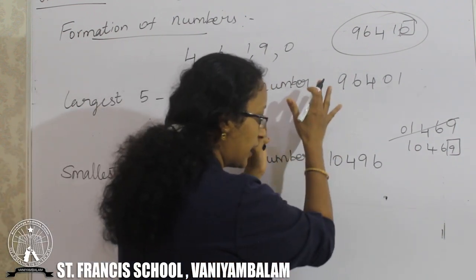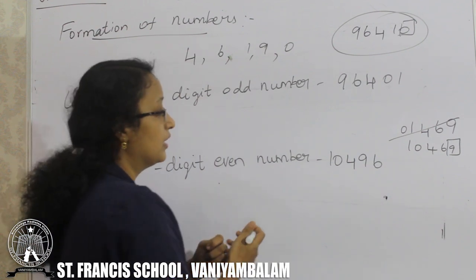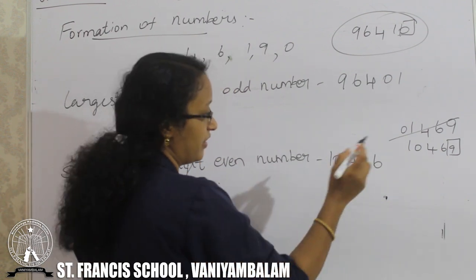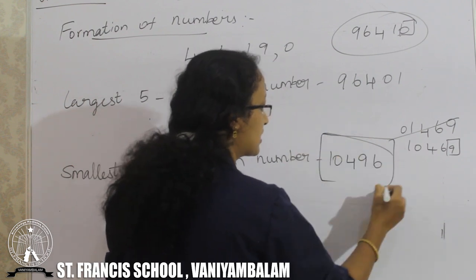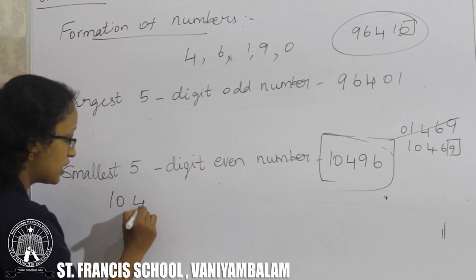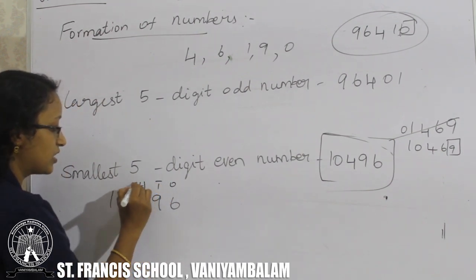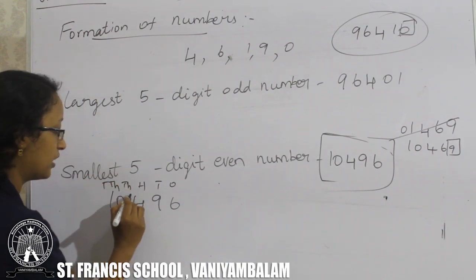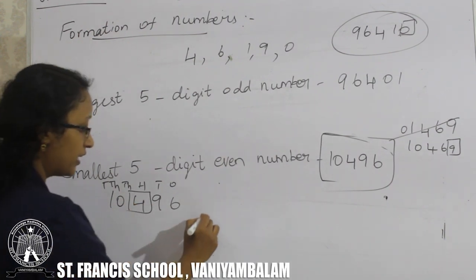Okay, so we have learned the formation of a number, and now we are going to round it off to the nearest hundreds. How will you round it off to the nearest hundred? 10496. So, ones place, tens place, hundreds, thousands, ten thousands. So what is in the hundreds place? You have 4, right?